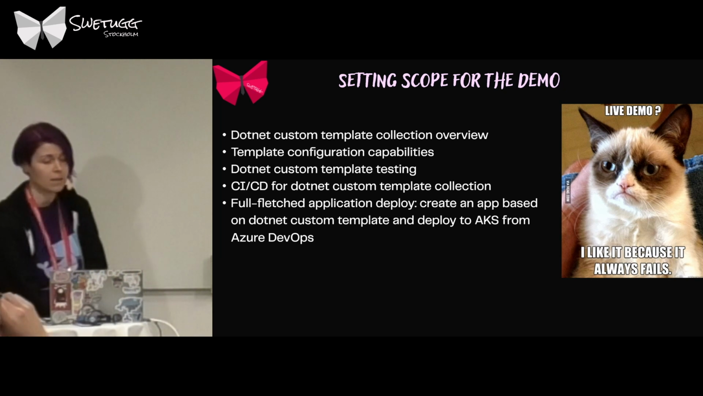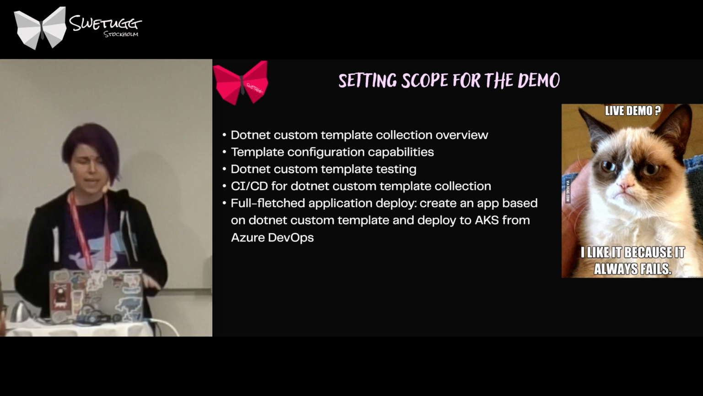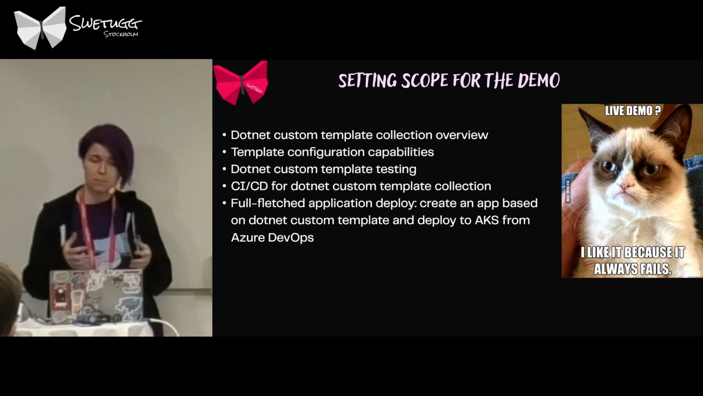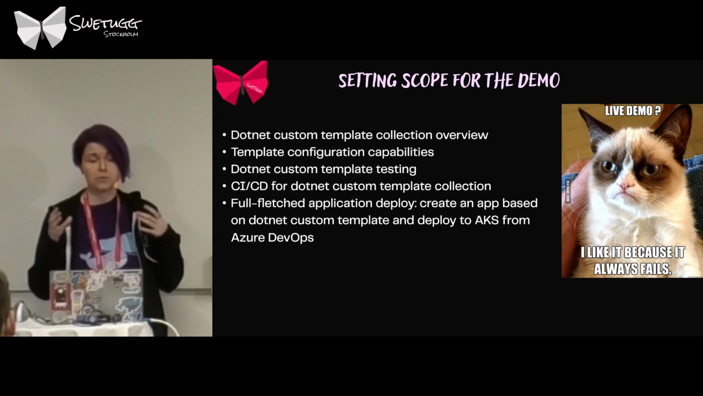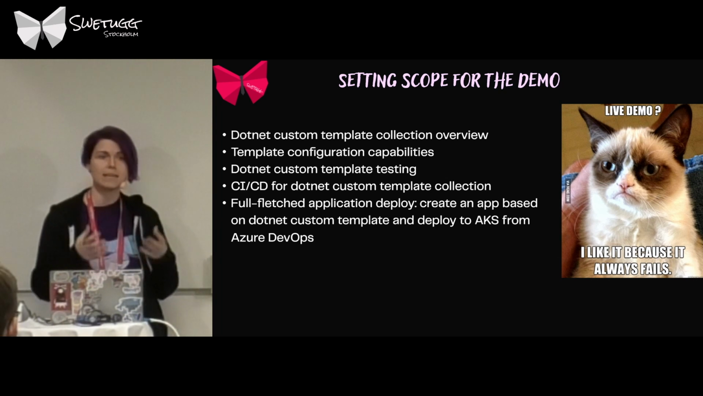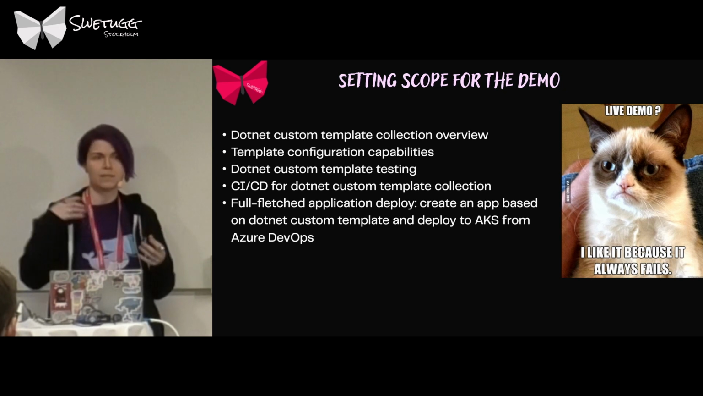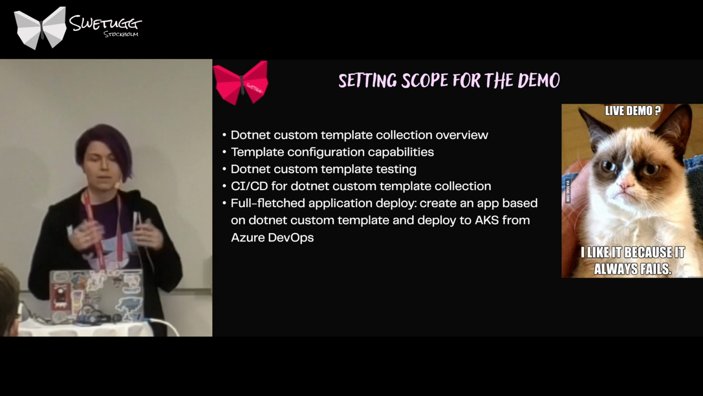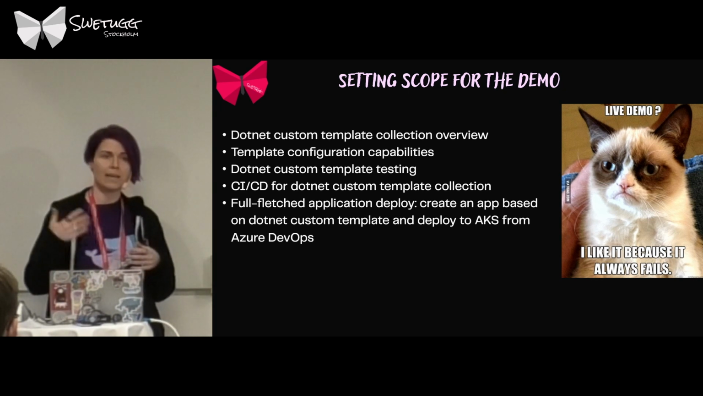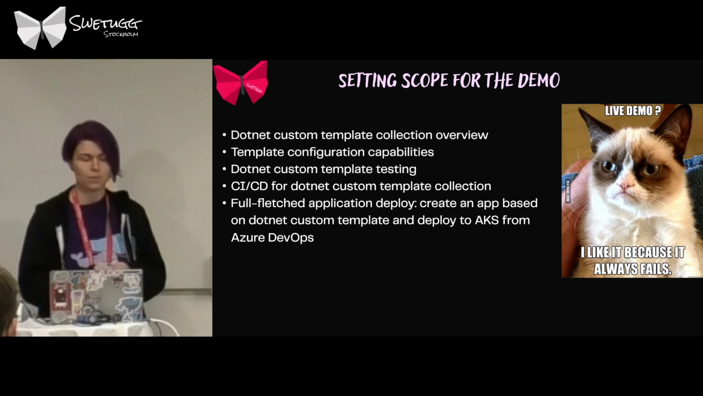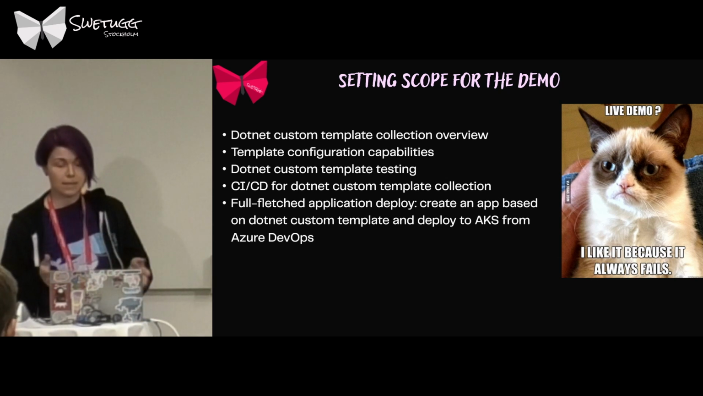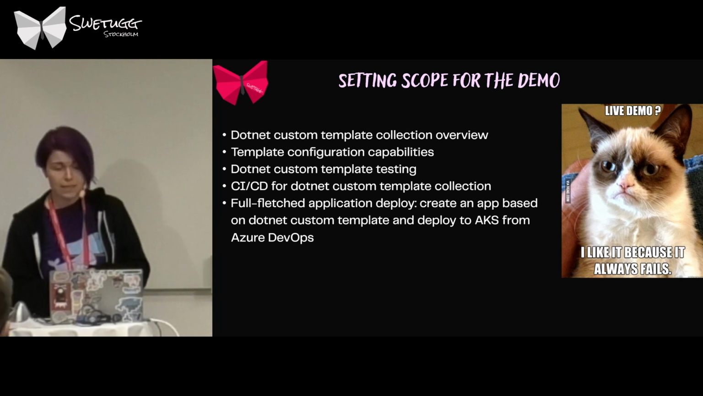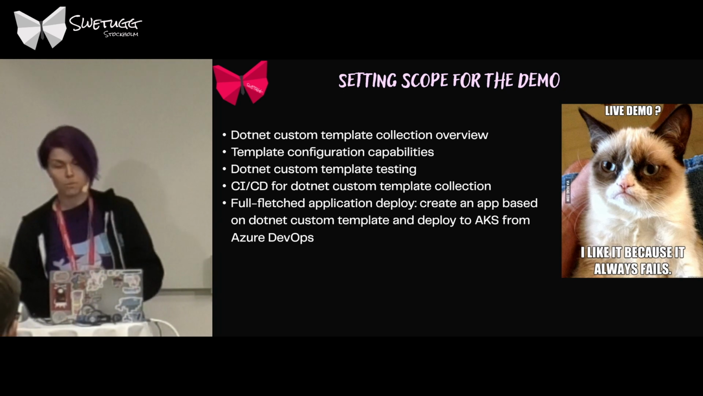So what I would like to show you today is how you would typically create a template collection where you not only create a single template but multiple templates, how you could configure those, how you could create a single NuGet package out of it that can be distributed at scale, how you can ensure that the changes are properly handled and versioned in those templates with a CI/CD approach, and we'll also create a new application based on the template and deploy it to Azure Kubernetes service.